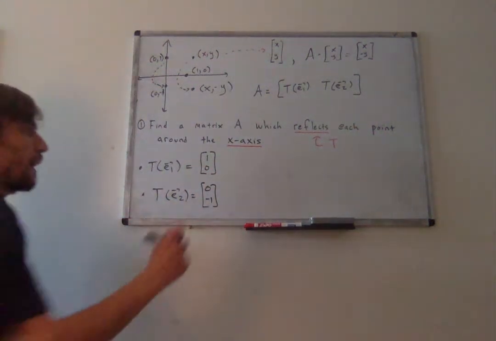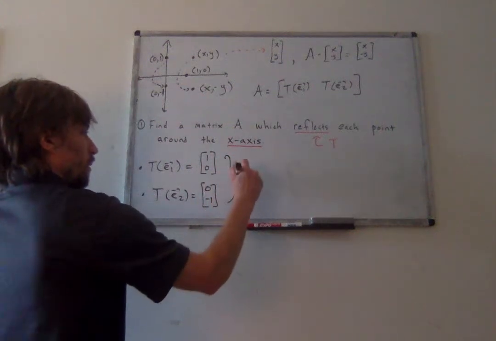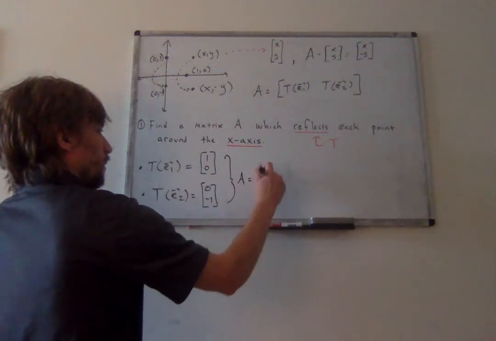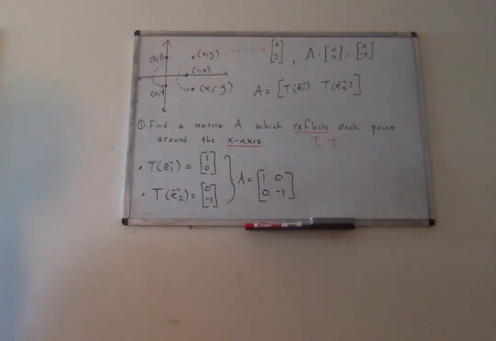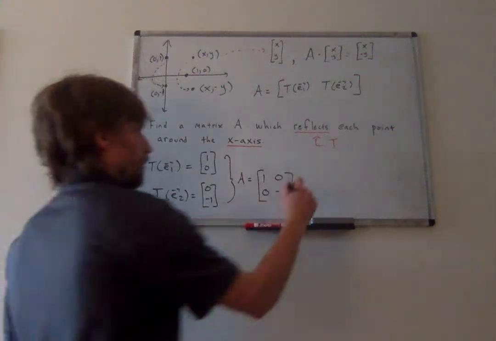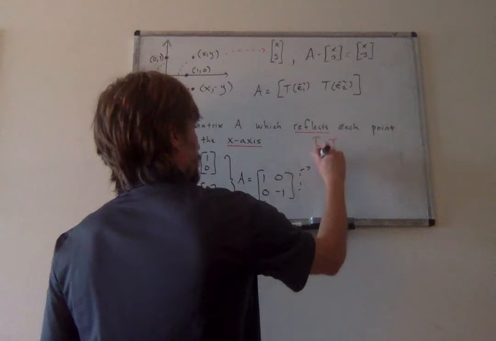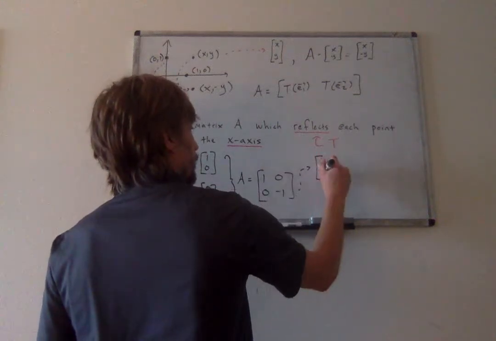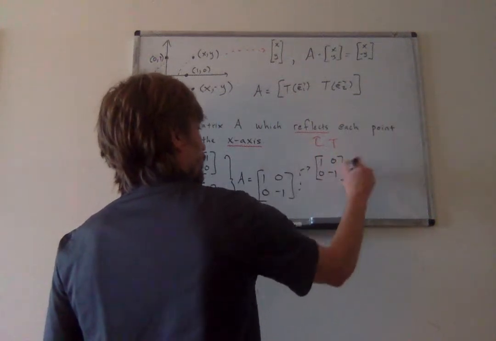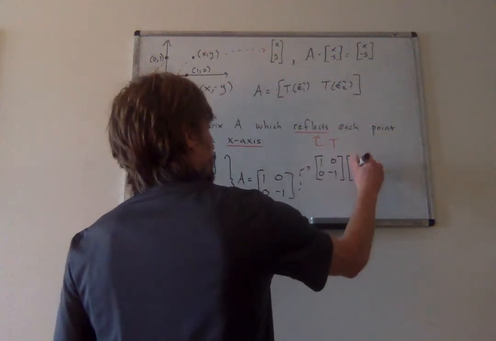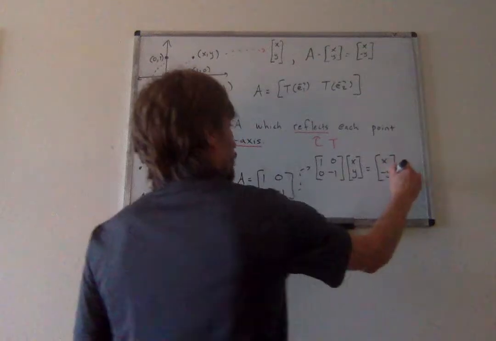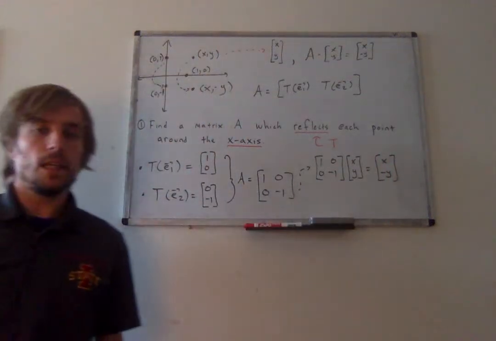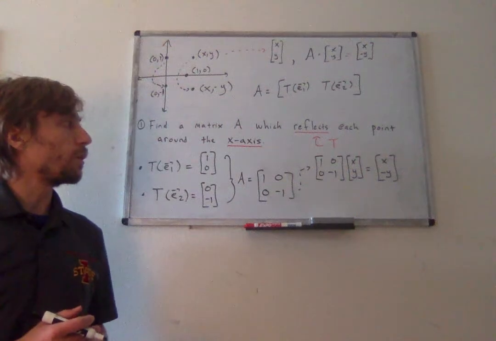And so combining these two facts together, our matrix A should be [1, 0; 0, negative 1]. And sure enough, if I multiply this matrix by any point (x, y), I can verify that I do in fact get the reflected point I was hoping for.